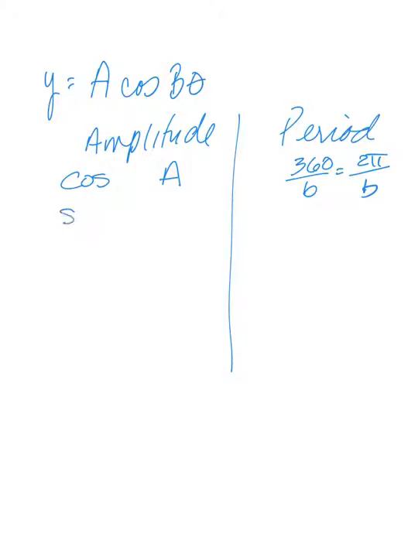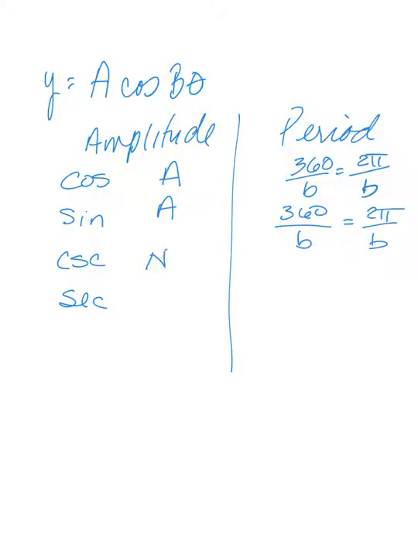For sine, it's going to be the same. Amplitude is a, period is 360 over b, or 2 pi over b. Cosecant and secant. There is no amplitude. And the period is also going to be 360 over b, or 2 pi over b for both of those.